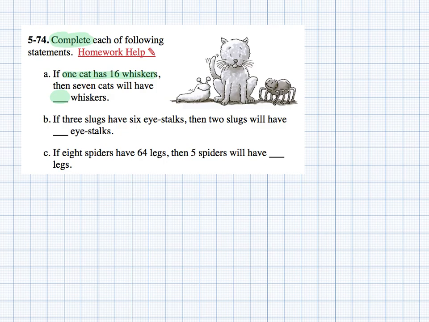So in example A, just to guide you, you can start with a picture or some kind of a diagram. So you could say a circle for one cat and you have 16 whiskers. So I can say 8 on each side. 1, 2, 3, 4, 5, 6, 7, 8, or you could say the number 16 inside, right? So you could keep that instead of drawing.